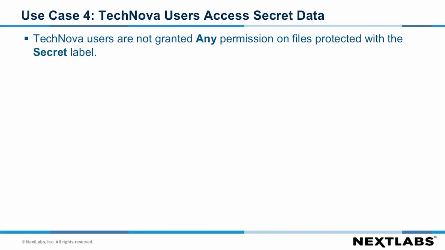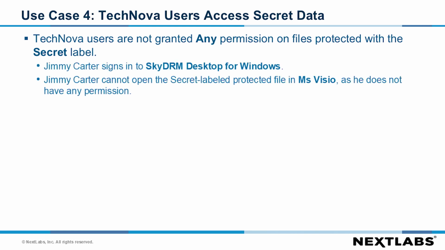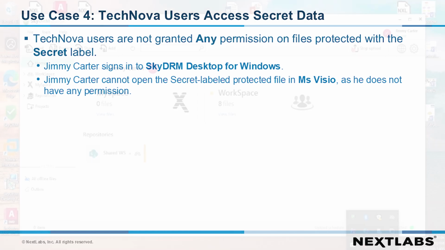Let's move to use case 4. TechNova users access secret data. TechNova users are not granted any permission on files protected with the secret label. The following actions will be demonstrated. Let's proceed with the demo for use case 4.